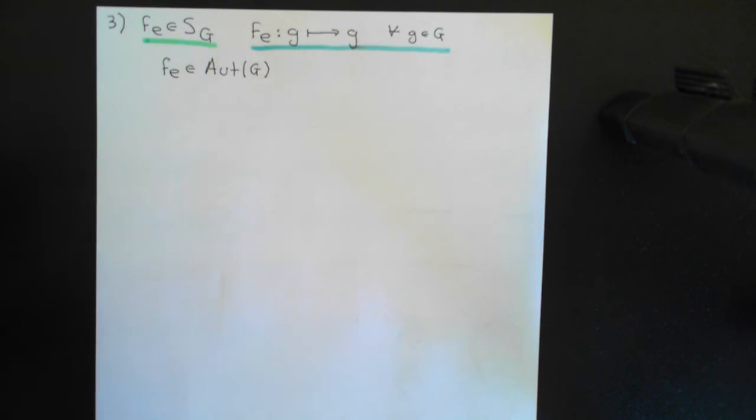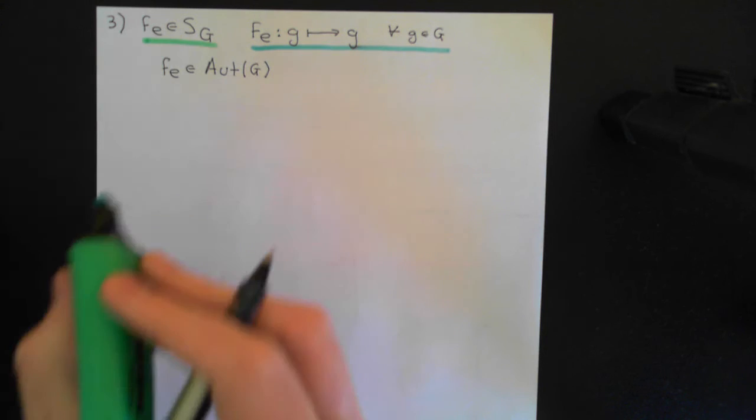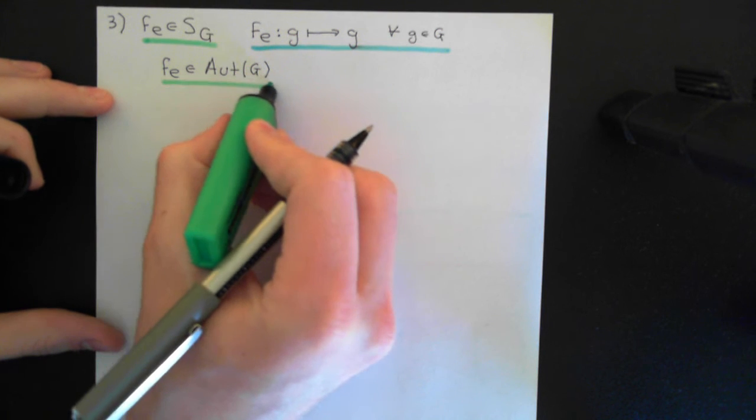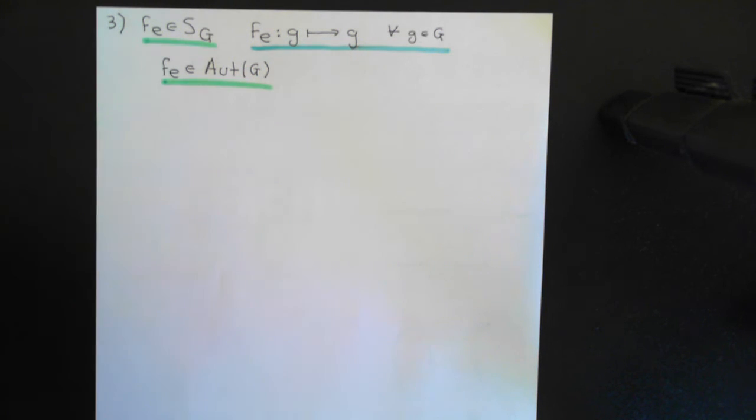So this is looking hopeful, because now what we know is that this set of automorphisms of the group capital G does in fact have the identity element from this larger set, the symmetric group on the group capital G, in it.